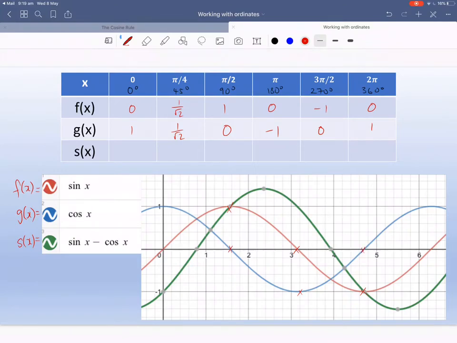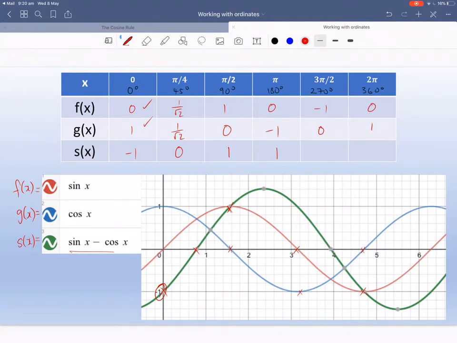Now if we're going to take these away, all I have to do is sine minus cos. So 0 minus 1 is just minus 1. And you can see here that we get that correct answer. Okay, and then we go 1 on root 2 minus 1 on root 2. So we're minusing the same amount, so that's got to be 0. And you can see here it's 0. 1 minus 0 is just 1, and we get 1. 0 minus 1, so that means we're going to get 1.